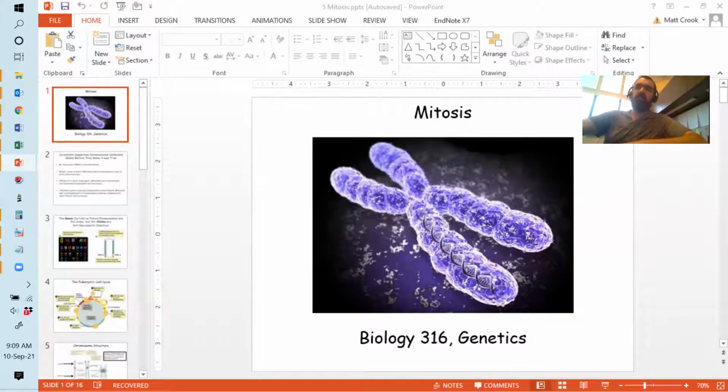Now, there's another thing which often confuses students, and this is sister chromatids. These are identical copies of a chromosome due to DNA replication, and they only exist until they're pulled apart in anaphase.